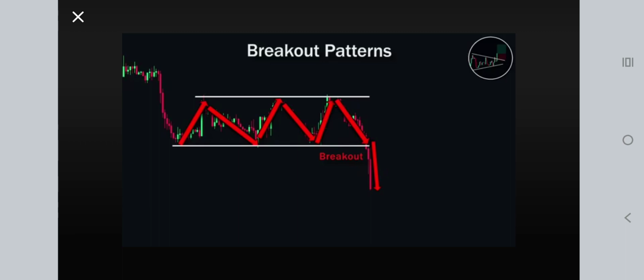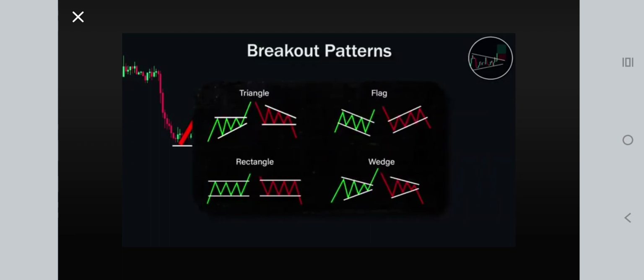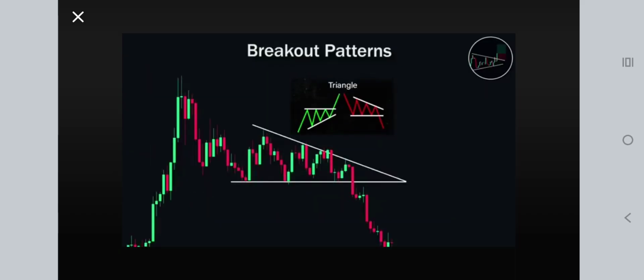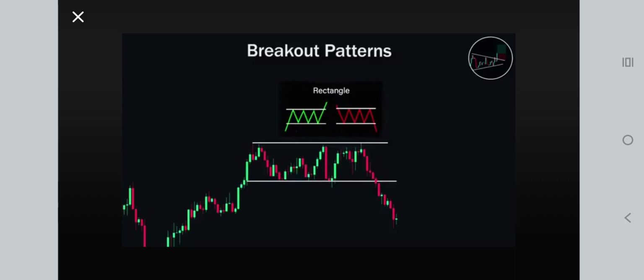To take advantage of this, traders could use specific patterns as a guide to identify breakouts before they happen. Most notable breakout patterns include wedges, triangles, and the rectangle pattern.